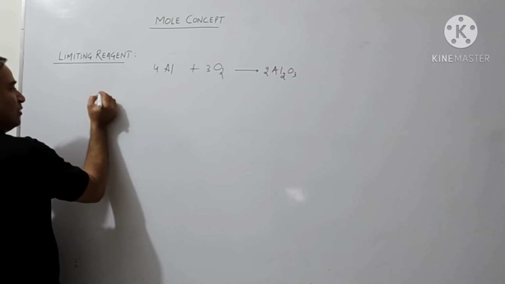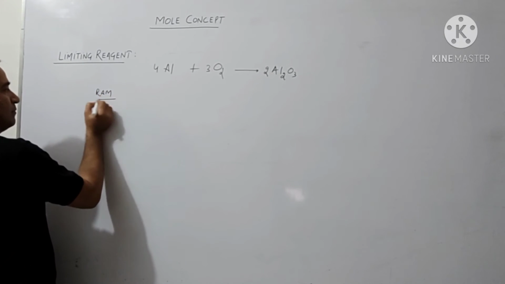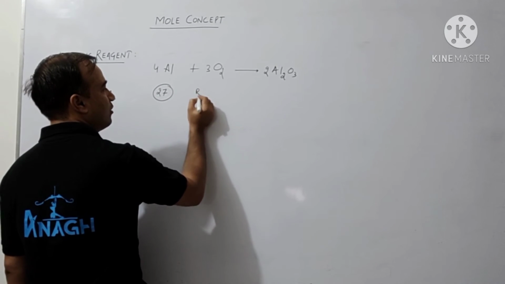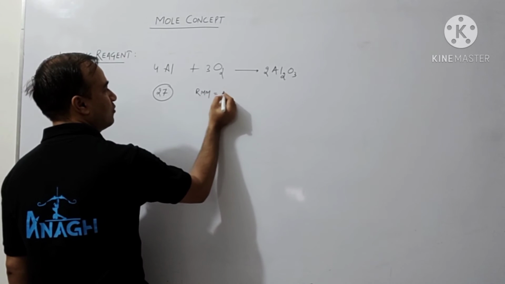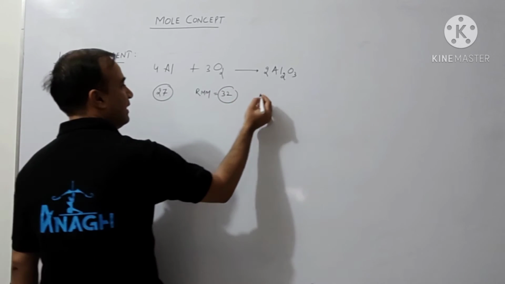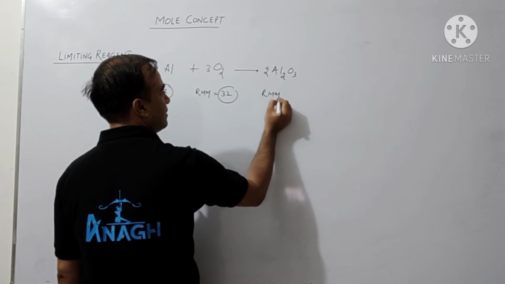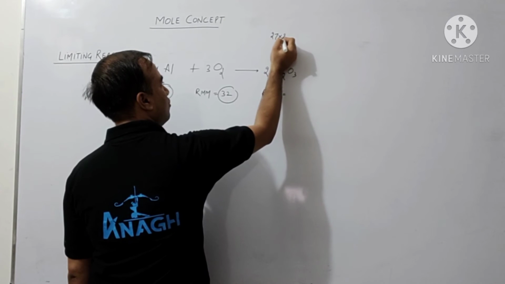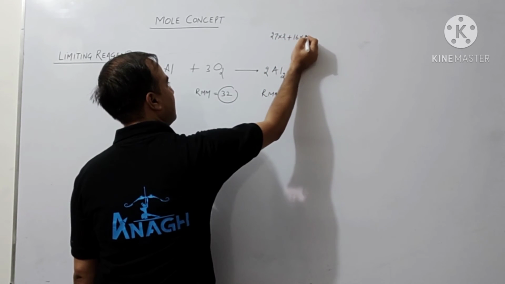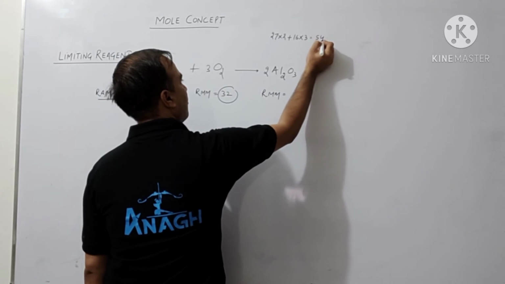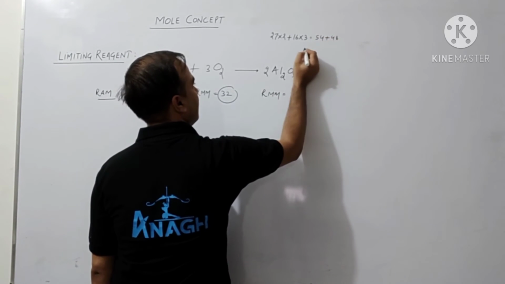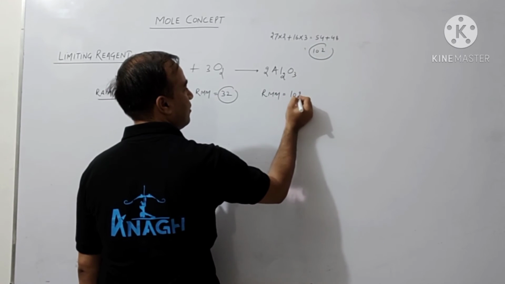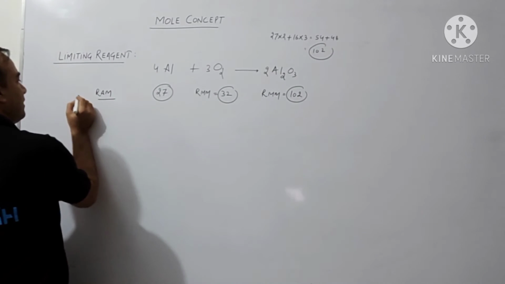As I know, the relative atomic mass of aluminium is 27. The relative molecular mass of oxygen is 32. And the relative molecular mass of Al2O3 is 27 into 2 plus 16 into 3, that is 54 plus 48, 102. Its RMM, relative molecular mass, is 102. It should be given to us.